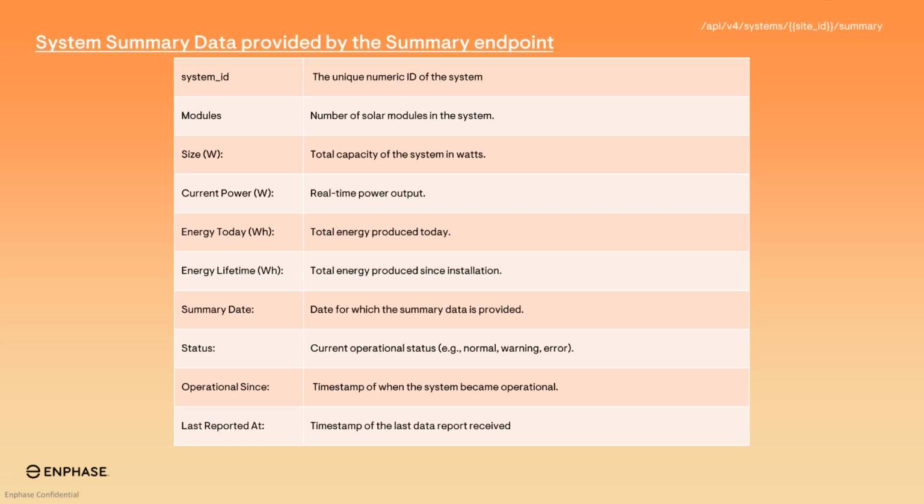Energy today shows the total energy produced today in watt-hours. Energy lifetime shows the total energy produced since installation, also in watt-hours. Summary date is the specific date for which the summary data is provided. Status indicates the current operational status as normal, warning, or error. Operational since gives the timestamp of when the system became operational. Last reported at is a timestamp of the last data report received.